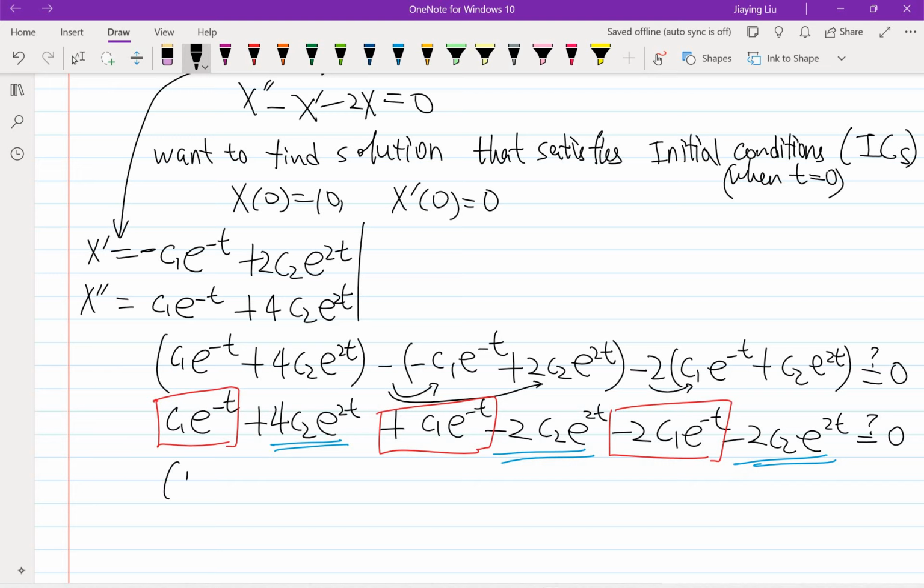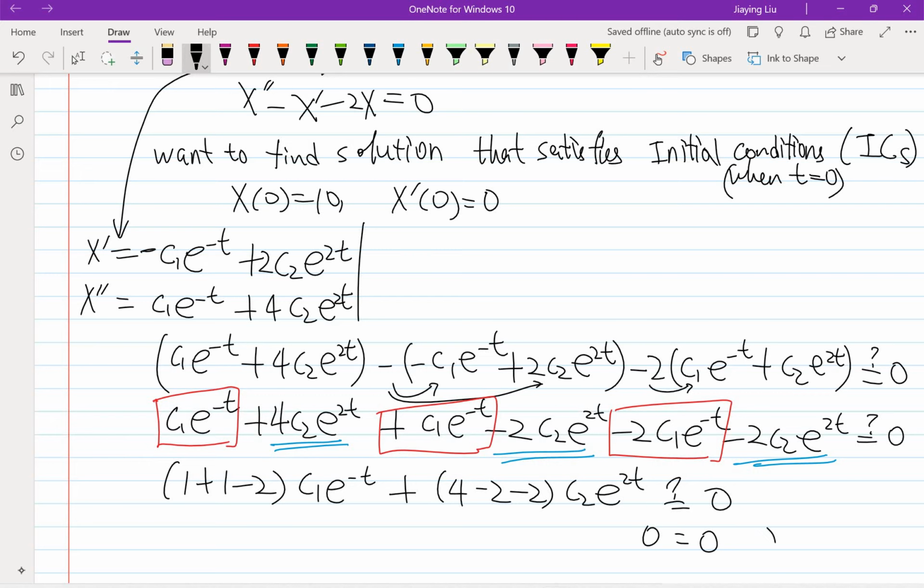If you want an extra step, it's good. You can just write down 1 plus 1 minus 2 c1 e to the minus t plus 4 minus 2 minus 2 c2 e to the 2t equals 0. You get 0 equals 0. You don't have to do the work if you look at it and then you know what the sum is. Questions?